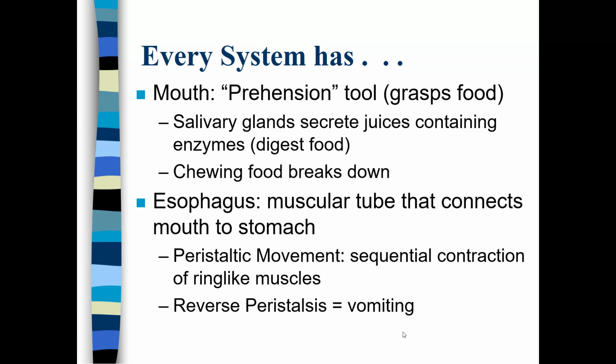The second thing that each system has is an esophagus. In my mind, when I think about an esophagus, I'm actually picturing a vacuum hose, because basically an esophagus is a muscular tube that connects the mouth and the stomach, but the muscles are formatted in these little ring-like areas, and they contract in sequence. And so for all intents and purposes, those contractions push the food down into the stomach.